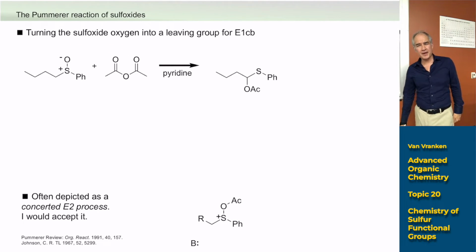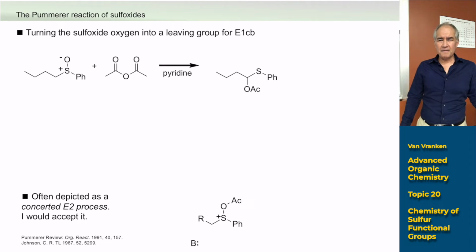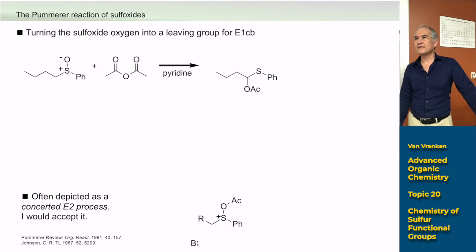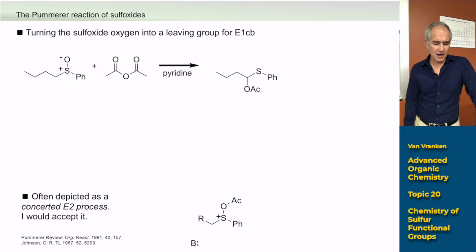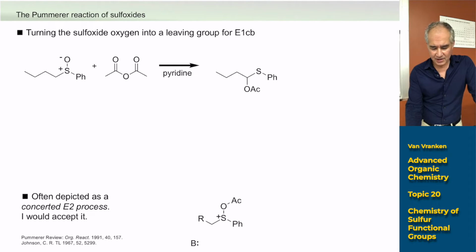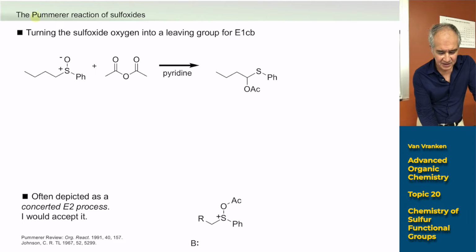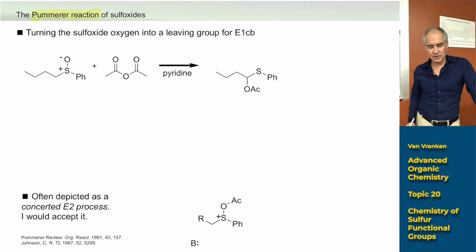sulfoxides. If you tell anybody that you took a class in advanced organic chemistry and tell them that you covered sulfur chemistry as one of your topics, they are probably going to expect that you were introduced to this reaction, this classical reaction called a Pummerer reaction. So let's go ahead and take a look at this Pummerer reaction that is so well known and kind of an expected topic for coverage when you talk about sulfur chemistry.